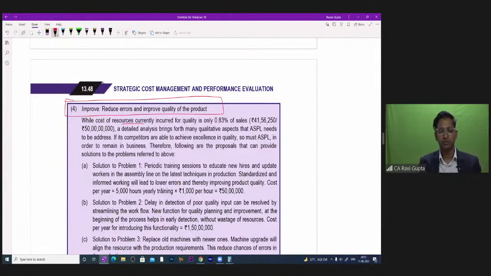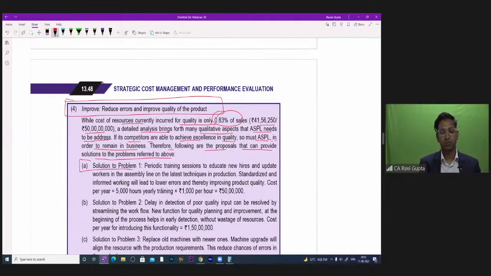While the cost of resources currently incurred for quality is only 0.83% of the sales, a detailed analysis brings forth many quality aspects that ASPL needs to address. If its competitors are able to achieve excellence in quality, so must ASPL in order to remain in business. Therefore, following are the proposals that can provide a solution to the problems referred to above.